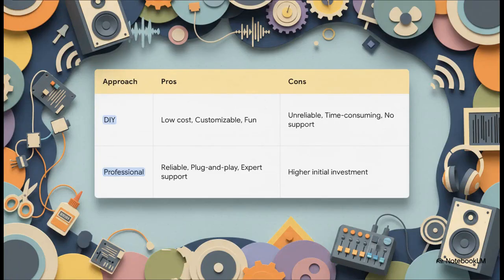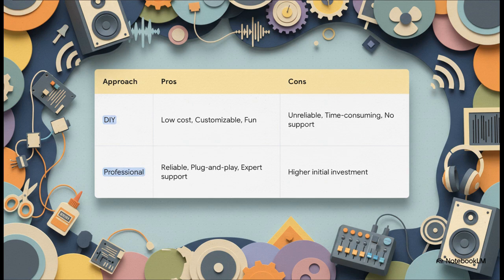With the DIY approach, the pros are pretty clear. It's low cost, it's super customizable, and honestly, it's a ton of fun to learn. The cons? Well, it can be unreliable, it's definitely time-consuming, and you're on your own if something breaks. Now, for the professional route, it's extremely reliable, it's plug and play, you get expert support, and maintenance is a breeze. The only real downside is that higher initial investment.